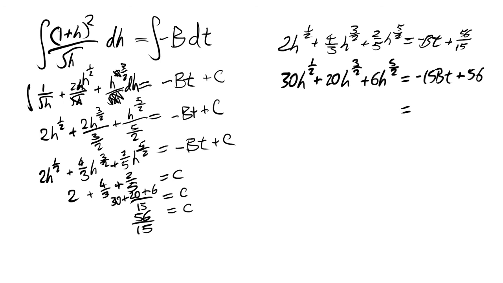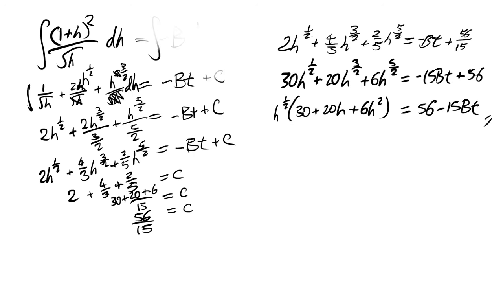And if you rearrange everything and factorize on the left root h, we get h to the half times (30 plus 20h plus 6h squared) equals to 56 take 15 bt, which is the given equation. So that's 7 marks in the bank. Now we have the last part of the paper, part 4, given that h is 0, t is 20, find b. Okay.